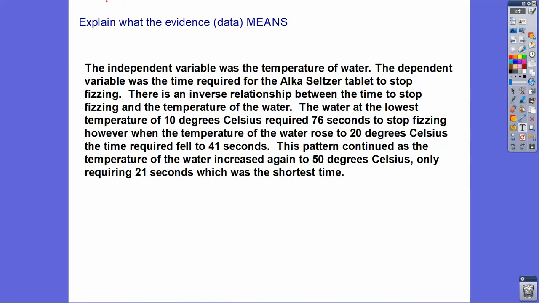And then we need to provide data that is evidence of that relationship. So in this case, I say the temperature of the water at its lowest point, 10 degrees Celsius, required the most time, 76 seconds. Then when the temperature of the water rose to 20 degrees Celsius, the time fell to 41 seconds. At that point, I've given two data points, which is the bare minimum necessary in order to show a relationship. I also add in a third data point here because more data is better. So I showed that the pattern continued when the temperature continued to rise up to 50 degrees Celsius, that the amount of time required continued to drop down to 21 seconds.